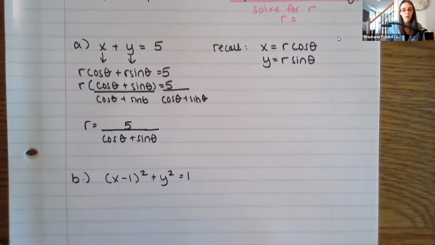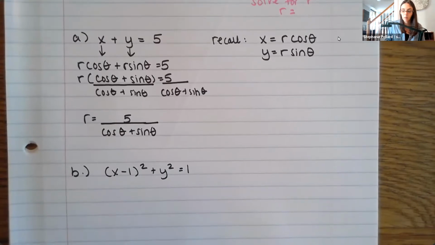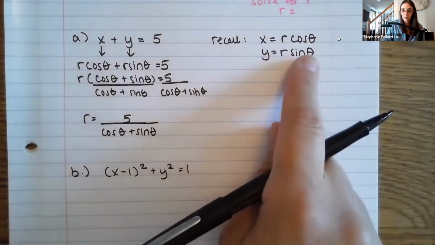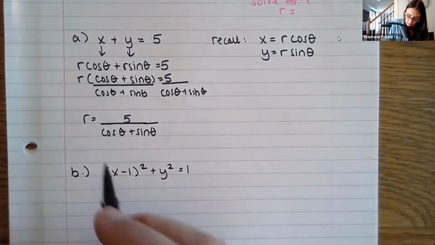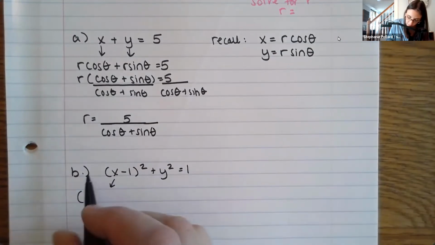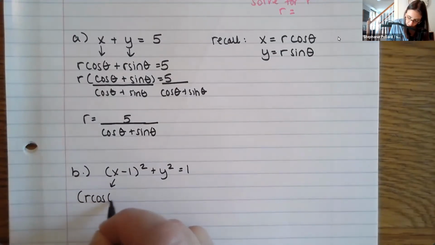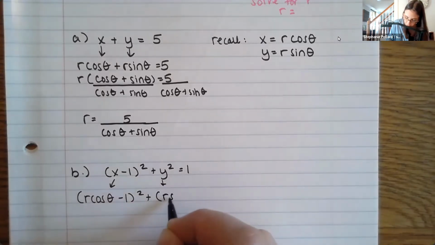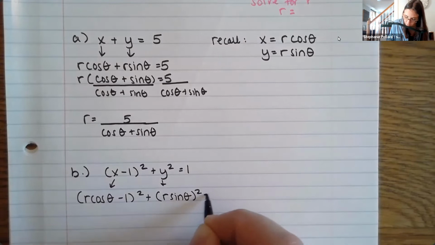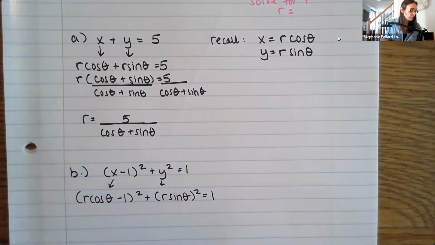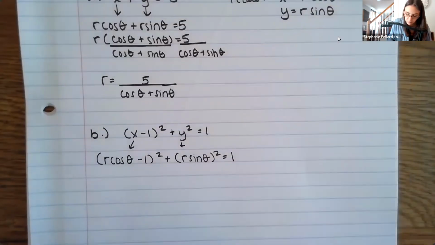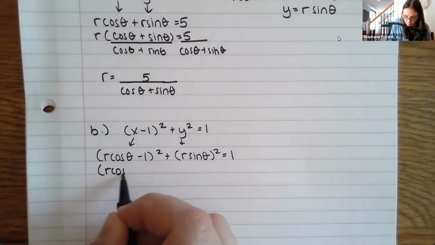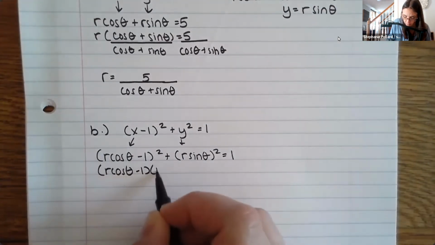So we're going to do a second one here. This one's a little bit more complicated, but it's going to work the same way. We're going to replace our x's and y's. So for x, we have r cosine theta. And then for y, you have r sine theta. Now I am going to multiply these out. I do have to square it here. If you can do this in your head, go ahead. I like to write it out.